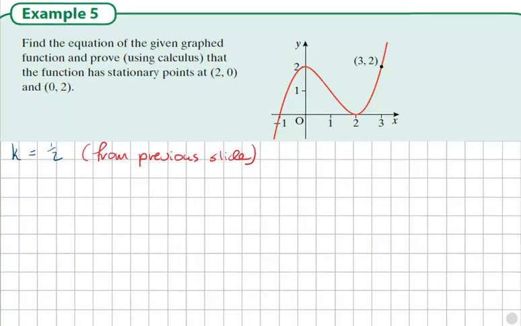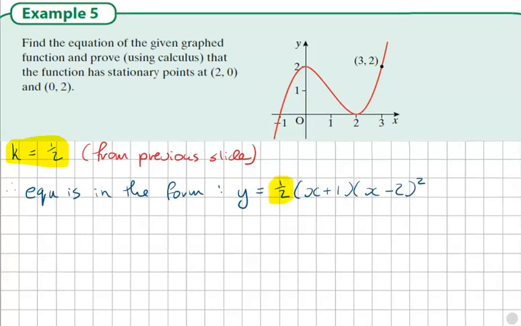We got that from the previous slide. Therefore, the equation is in the form of y is equal to a half times x plus 1 times x minus 2 all squared.